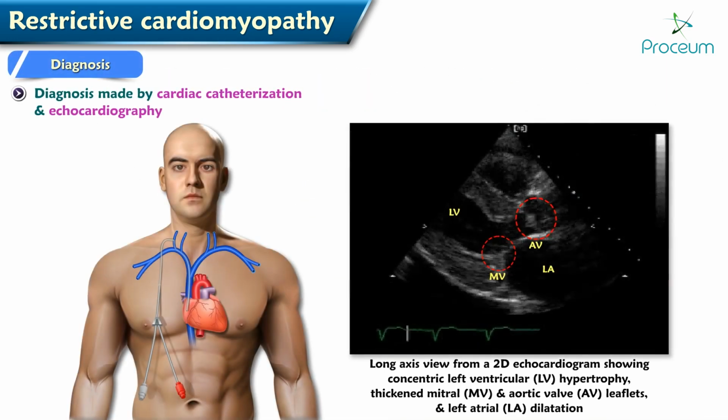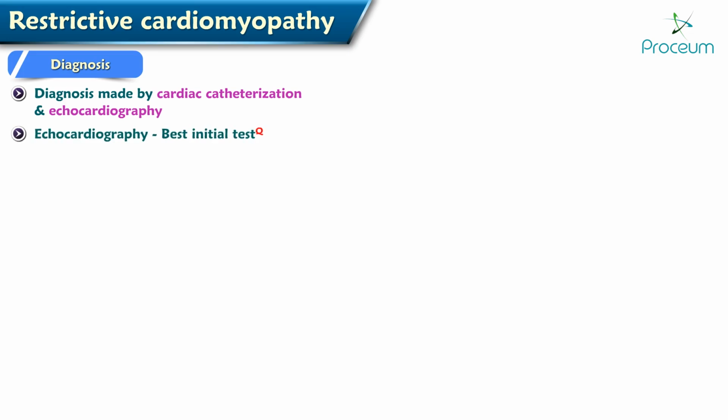Diagnosis. The diagnosis of restrictive cardiomyopathy is commonly made using cardiac catheterization and echocardiography. Echocardiography is the best initial test as it can confirm restrictive cardiomyopathy.